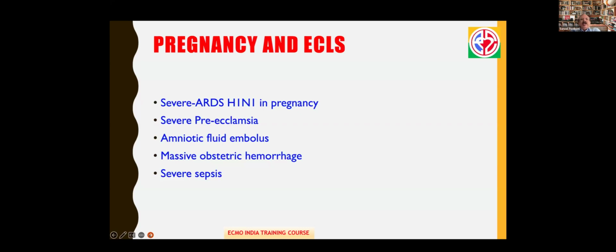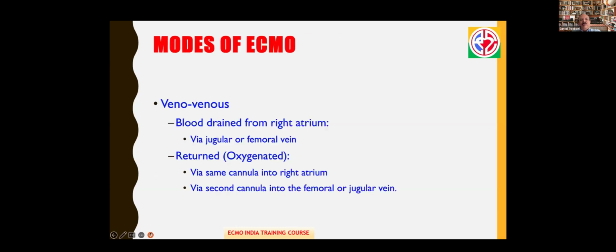ECMO is also very helpful in our obstetric population, for pregnant women in case of severe ARDS, H1N1. In those cases, it was tried and felt to be very helpful when mortality is certain in severe preeclampsia, amniotic fluid embolism, massive obstetric hemorrhage, and severe sepsis. These are the 5 conditions in obstetrics for which ECMO would be useful.